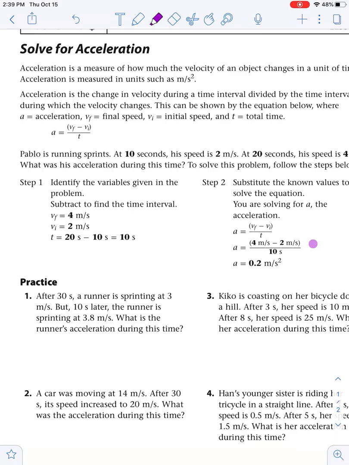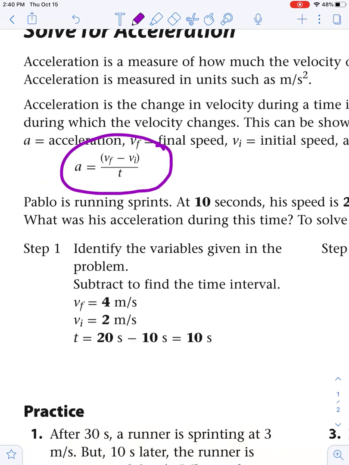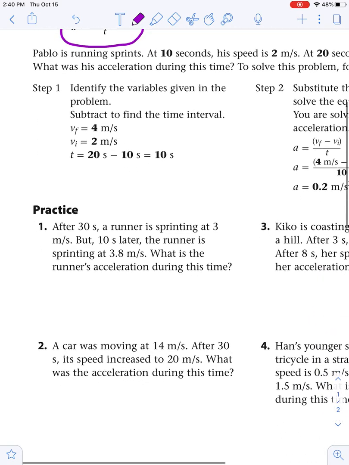Alrighty guys, let's go ahead and tackle these acceleration math problems. First thing we are going to start out with is recognizing what the formula is. So we are going to be looking for the final speed, or the velocity final, subtracting the velocity initial, your initial speed, divided by the total time that is involved in that math problem, okay? So let's jump on down here.